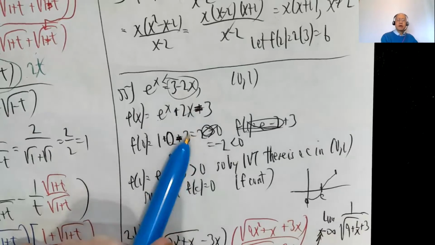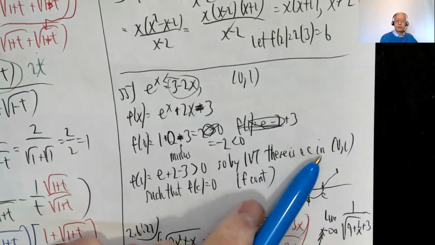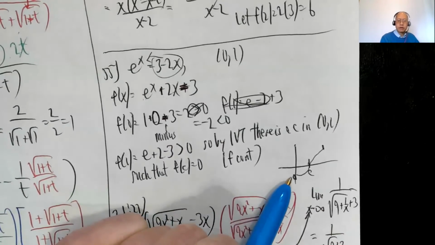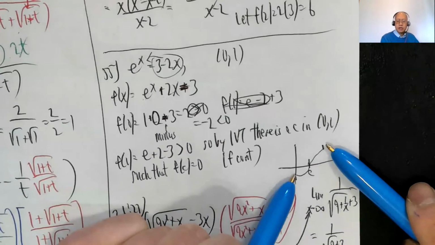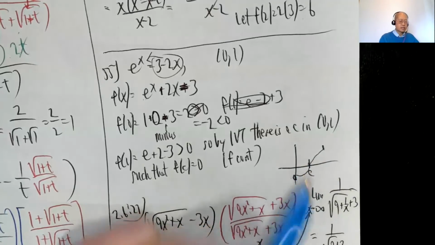So one side is positive, one side is negative. So by the intermediate value theorem, there is a c somewhere between 0 and 1, such that f of c is 0. Here's the picture. f of 0 is negative, f of 1 is positive, and it's a continuous function. So it has to cross the x-axis somewhere, and we call that c.